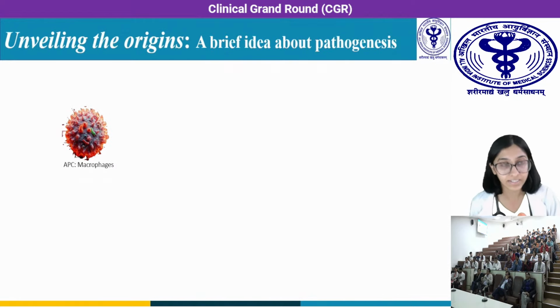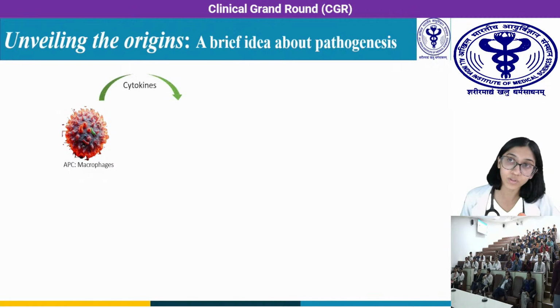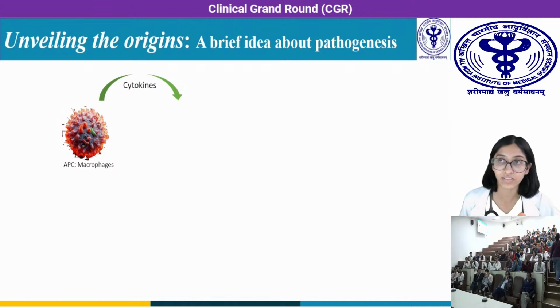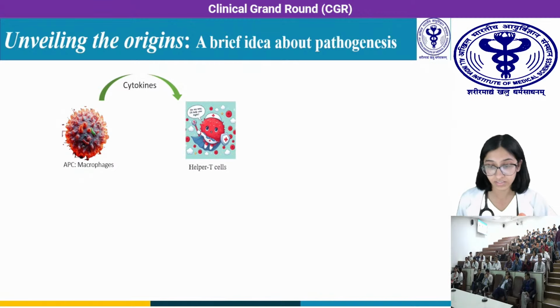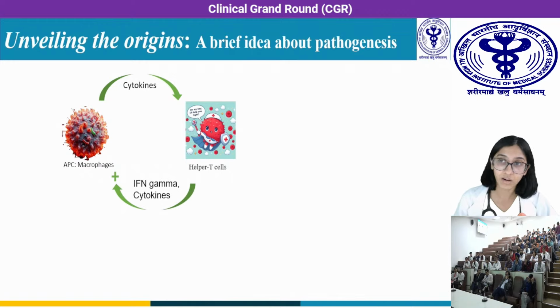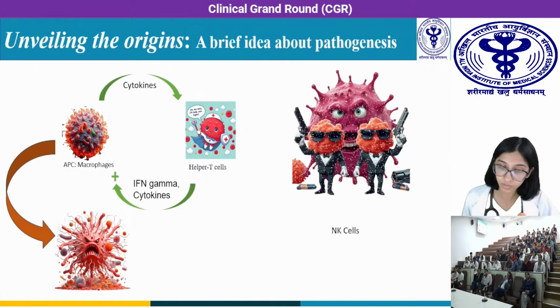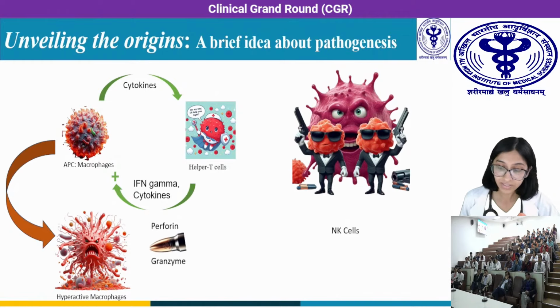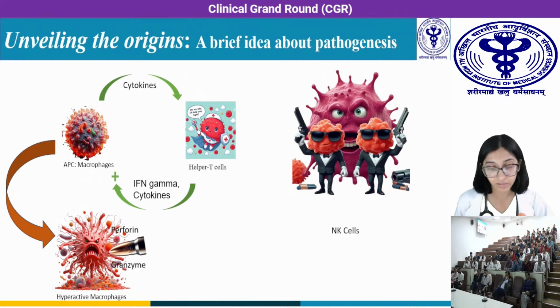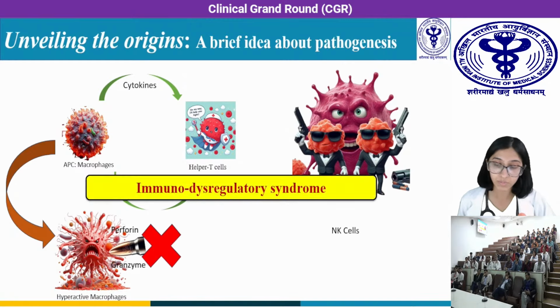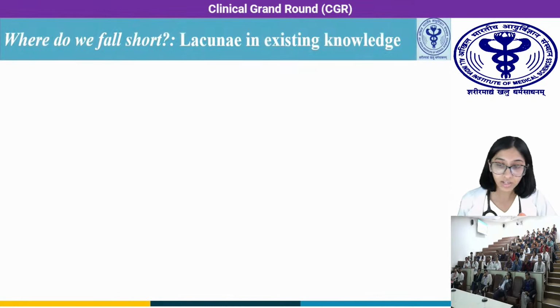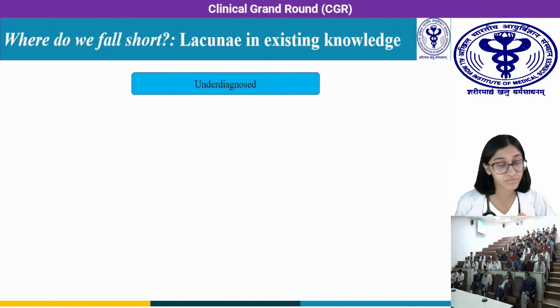Then we'll come to the pathogenesis of HLH. Whenever an antigen enters our body, it is captured by antigen presenting cells like macrophages and presented to T helper cells via secretion of cytokines. These helper T cells further secrete other cytokines like interferon gamma, which cause hyperactivation of macrophages. In the normal human body, these hyperactive macrophages are kept in check by NK cells via release of perforins and granzymes. But in a patient with HLH, this normal check mechanism is absent, and hence this is known as an immunodysregulatory syndrome.